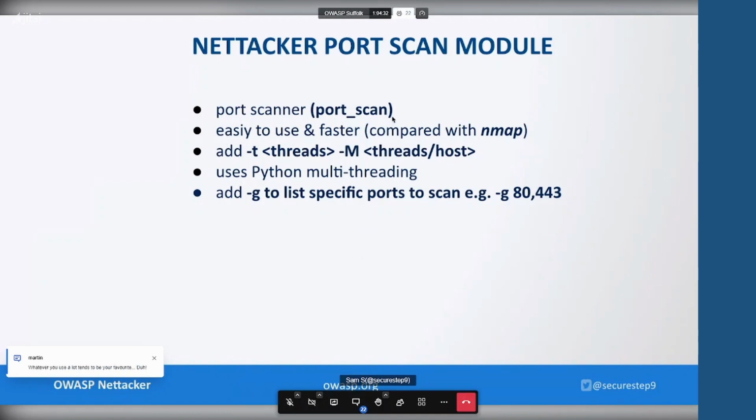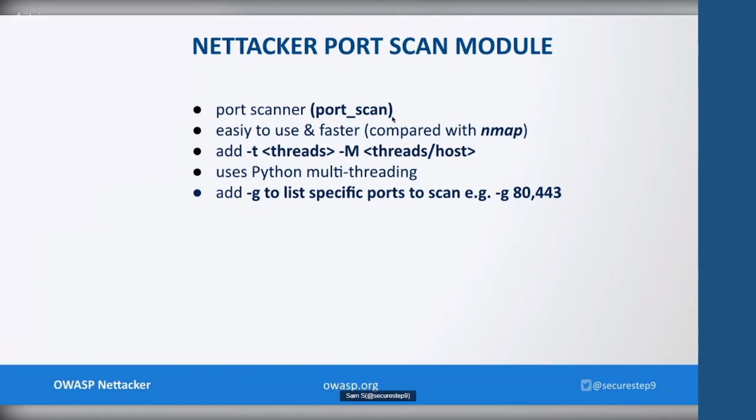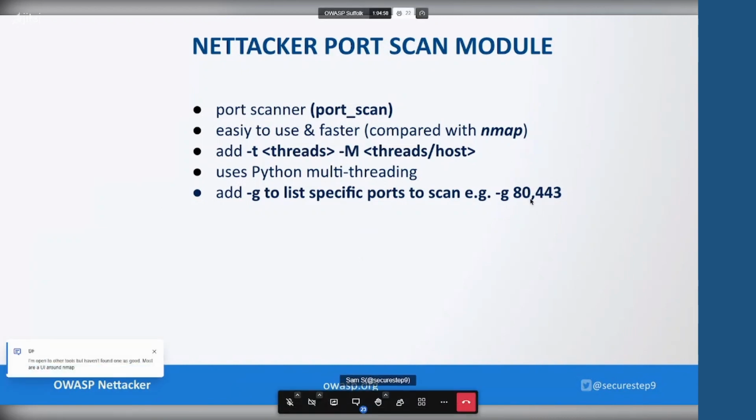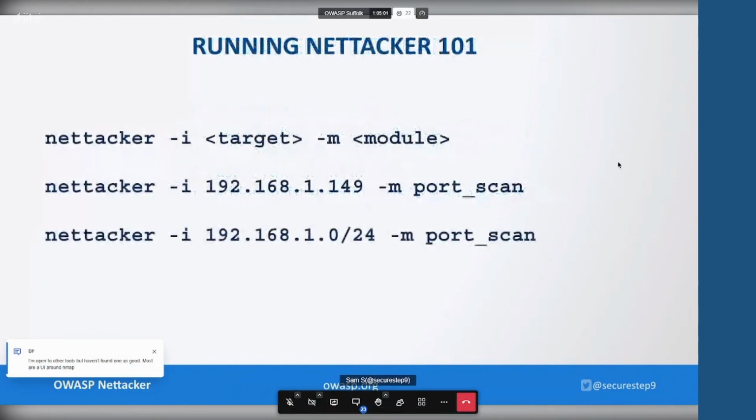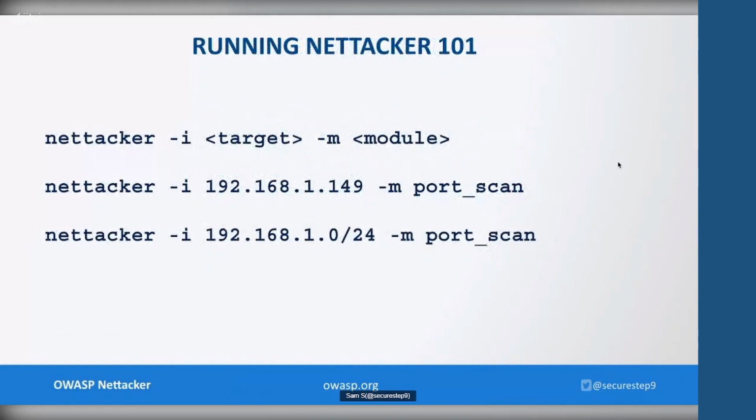And by default, Nettacker's port scanner will scan the 1,000 most popular ports. So these are the same ports that Nmap is using. However, you can add the -g parameter, and you can list specific ports to scan. For example, if you want to scan the whole network or subdomain and find out which hosts are running a web service, you can find out if port 80 or port 443 is open by adding -g and then 80,443. So that's very simple. So how do you run Nettacker? This is the number one problem when you start using the tool.